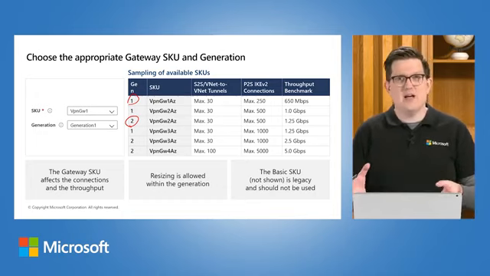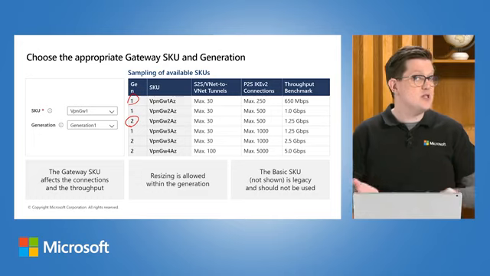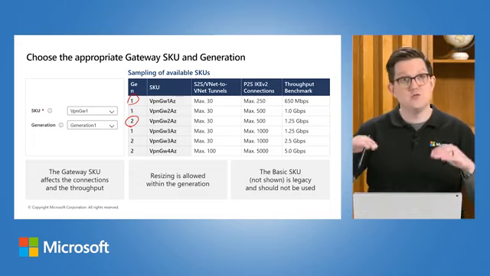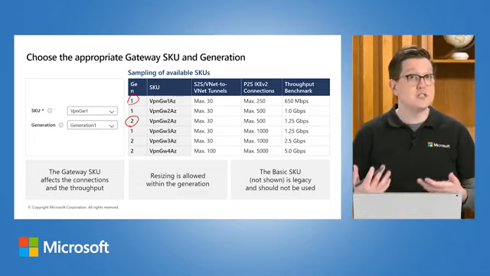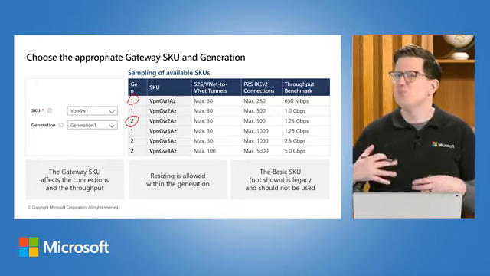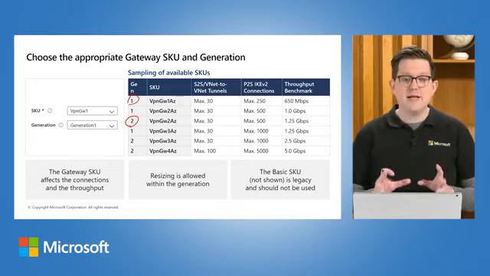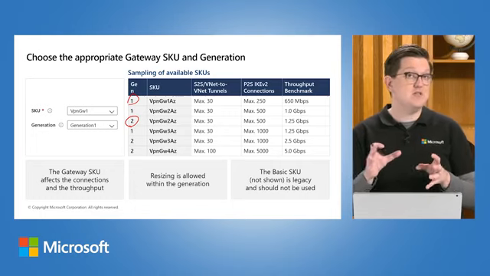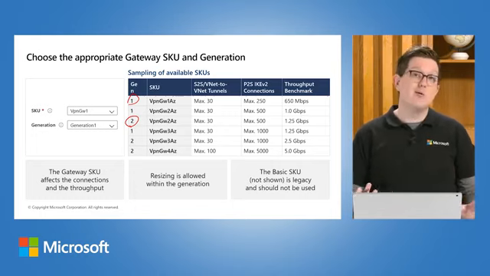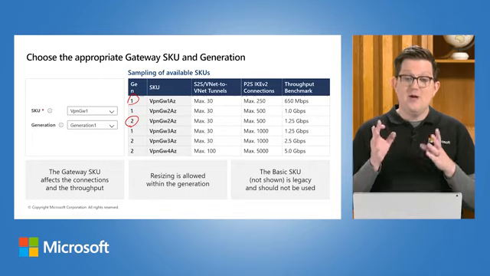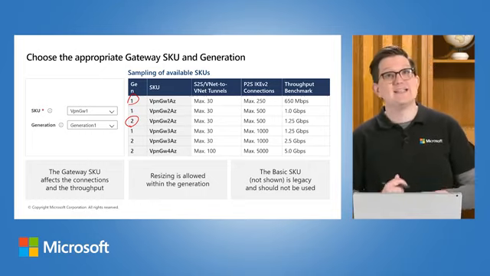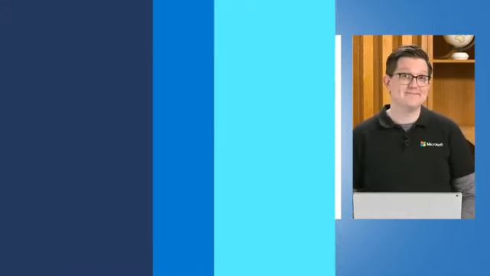Both options allow for resizing, at least within a generation, so if you start on a Gen 2 small, you can up that size over time as your requirements change and as more people jump on. But pick and choose what makes sense for you. If you don't know what to pick, always pick the latest generation. Once you've got that, you're ready to go and start establishing connections.